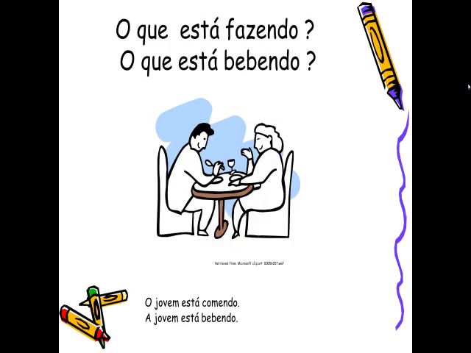Okay, let's take a look at those two guys. O jovem, the male, a jovem. This word jovem can be used for either masculine, with the letter O, or feminine, with the letter A, to identify who you are talking about. O que está fazendo? What are you doing? O jovem está comendo. A jovem está bebendo.